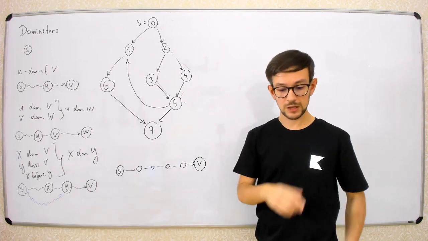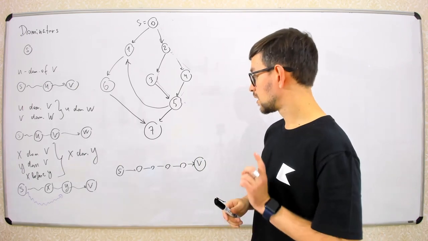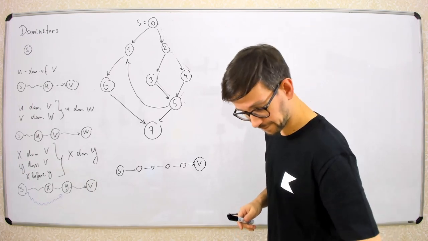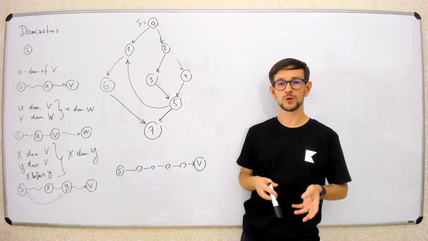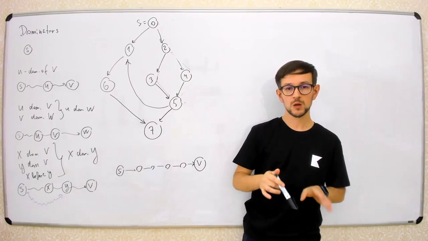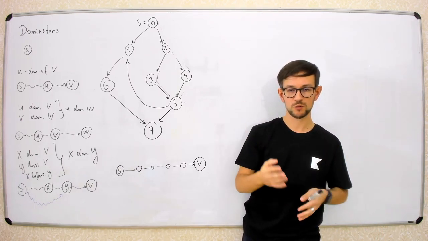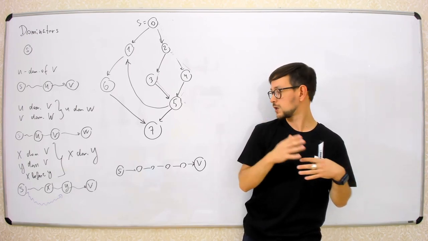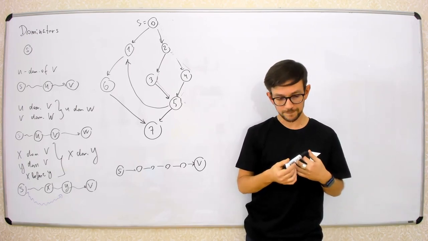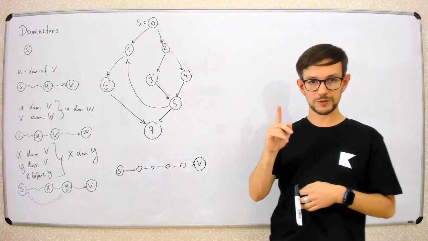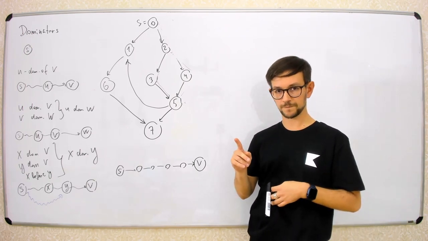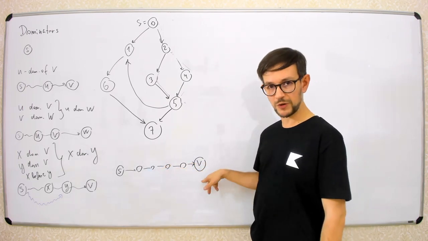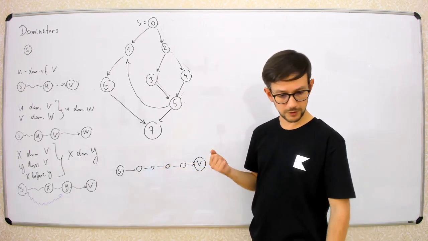Now, let's see. For each vertex, what do we want to build? We want to build some structure which explains how these dominators work in our graph. To build this structure, we actually need to know only one dominator of node V. So which of these dominators is the most important dominator of node V? What do you think?